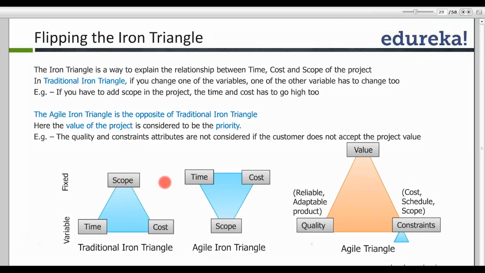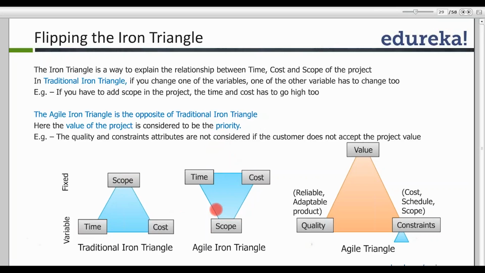If I change any one of the variables, it has an impact on the other variables. For example, if I increase the scope, it will increase the time and cost. If I reduce the time, it will have an impact on other parameters, right? So in a traditional iron triangle, scope was fixed. Now the agile iron triangle is essentially the opposite. In an agile iron triangle, your time and cost are fixed. You're time boxing it. Scope is what varies.